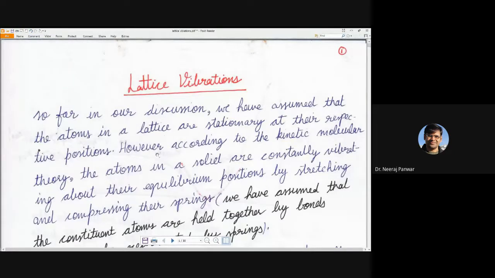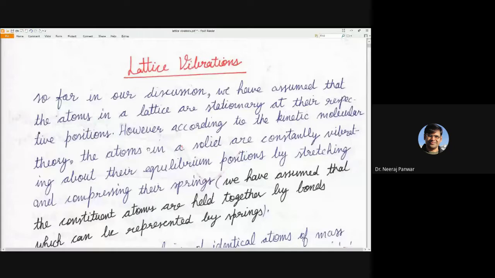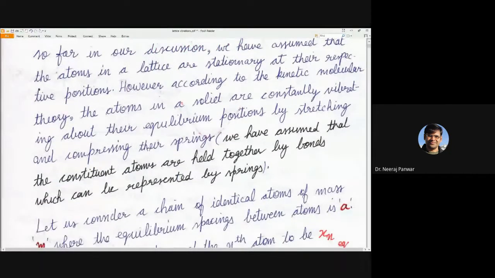So now we proceed further. So far, while discussing the band theory of solids, we have assumed that the atoms in a lattice are stationary at their respective positions. However, according to the kinetic molecular theory, the atoms in a solid are constantly vibrating about their equilibrium positions by stretching and compressing their springs. And we have considered that the ions or atoms are attached to each other by springs.